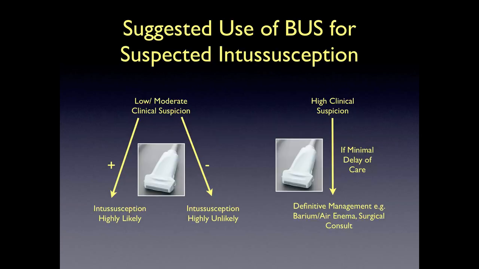The following is a suggested algorithm in the use of bedside ultrasound for diagnosis of suspected pediatric intussusception. In patients with low to moderate clinical suspicion for intussusception, it is probably reasonable to use bedside ultrasound to risk stratify them into those that are highly likely or highly unlikely to have the condition and manage accordingly.